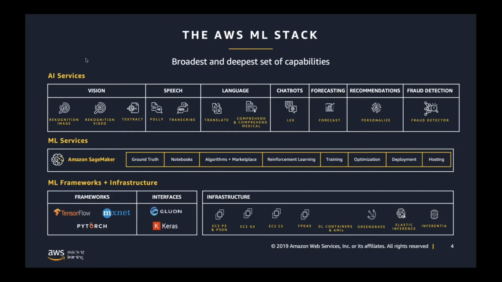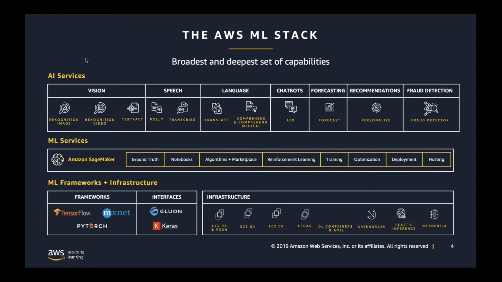If you start at the bottom, this is our machine learning frameworks and infrastructure. This is essentially for those advanced data practitioners, machine learning practitioners, and data scientists, for people who are really comfortable at that framework level. We have teams dedicated here at AWS for these different frameworks, TensorFlow, PyTorch, MXNet, to really make sure that they run in the most optimized way possible on our cloud.